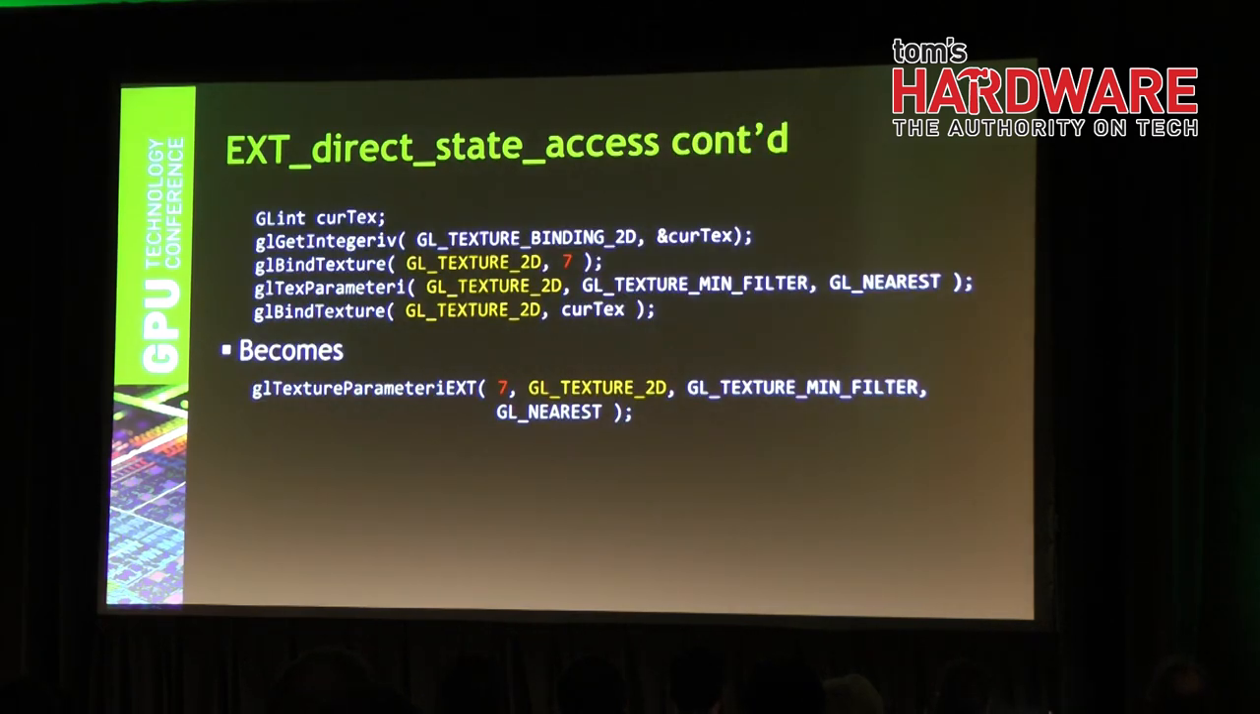So as an example, if we were doing our texture binding example from earlier, in order to be equivalent, we need to find out what's the current texture, and then we bind our texture, and we make our change, and then we restore the current texture so that this block of code hasn't changed the texture state. And instead, what we could do is just say glTextureParameteriEXT and pass the texture that we want to change, what the type is, and the settings, and then we're done. We don't have to do anything else.